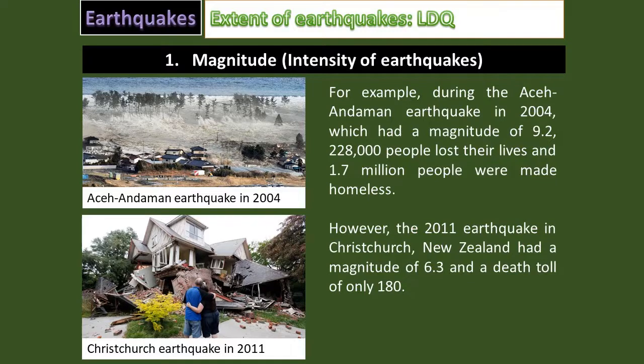There are many examples of earthquakes with a high magnitude and low magnitude. On this slide, the high 9.2 magnitude that affected Aceh and the Andaman region in 2004 resulted in 228,000 deaths, while the lower 6.3 magnitude in Christchurch, New Zealand resulted in only 180 deaths.